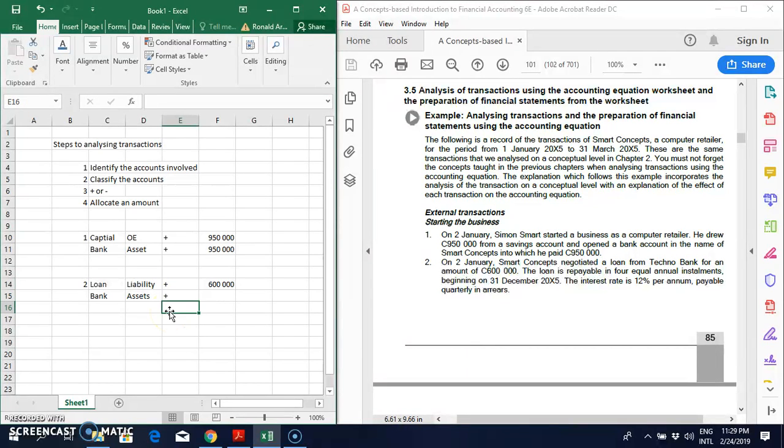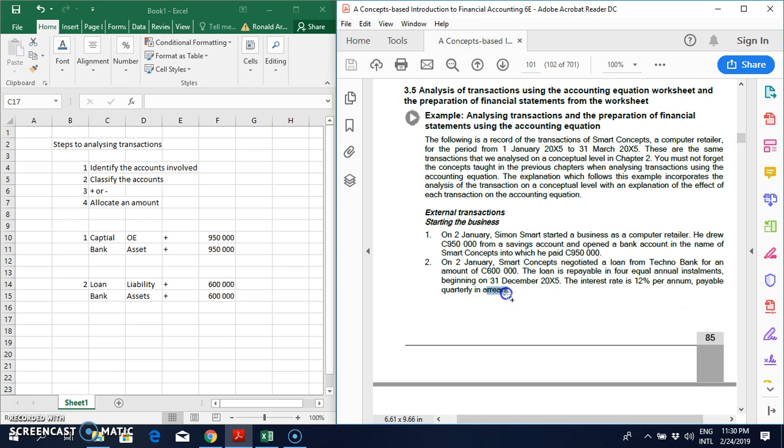And our assets are increasing by 600,000 because we now receive more money into the bank. We don't concern ourselves with the repayment at this point in time, nor the interest that is payable, because we just made the loan, so we don't have any repayments as yet, and we haven't incurred any interest yet. Right? It also says that the interest is payable quarterly in arrears.